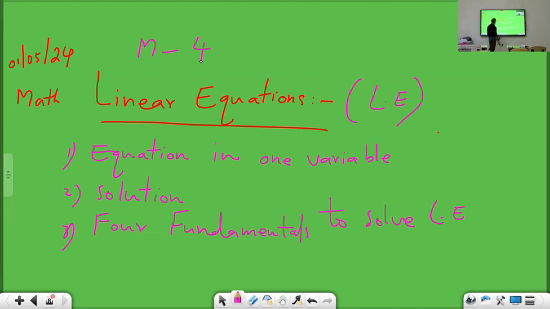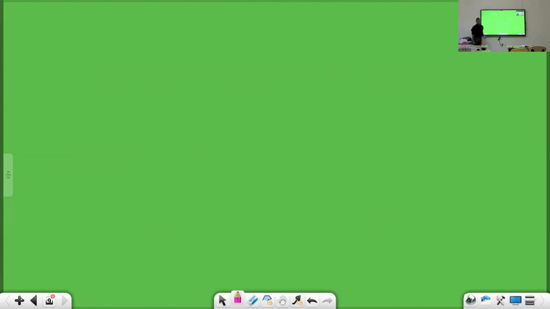Algebraic expression to equation. Now tell me, what is the difference between an algebraic expression and an equation? Please note this one: linear equation. That means linear equation in one variable, then solution of that, then the four fundamentals to solve an equation. Then also write this one. Now next page, please.